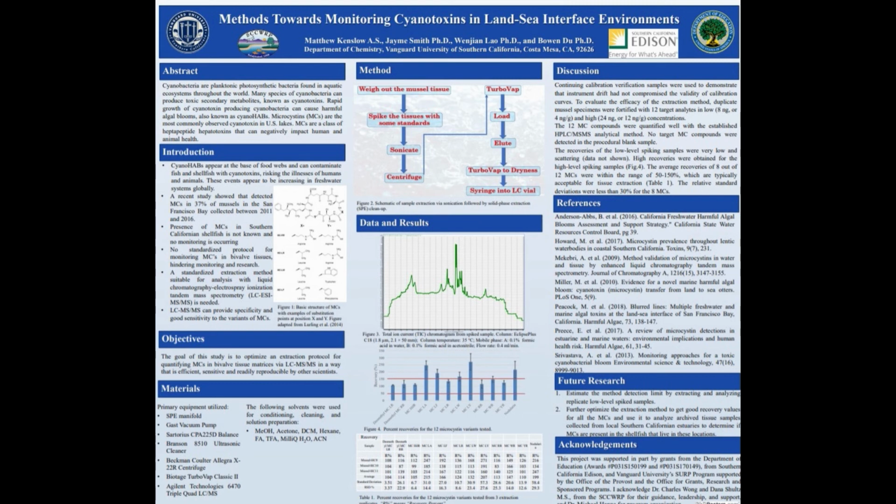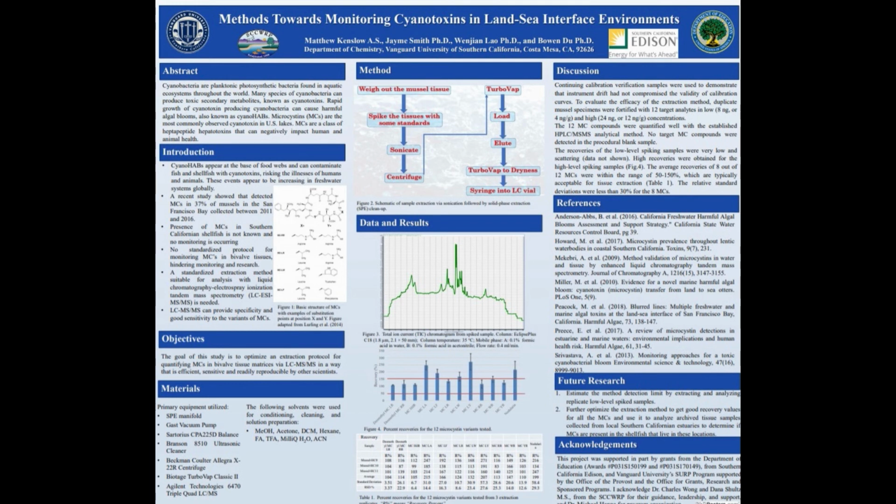The average recoveries of 8 out of the 12 microcystin compounds were within the range of 50 to 150%, which are typically acceptable for tissue extraction. The relative standard deviations were less than 30% for the 8 microcystins.